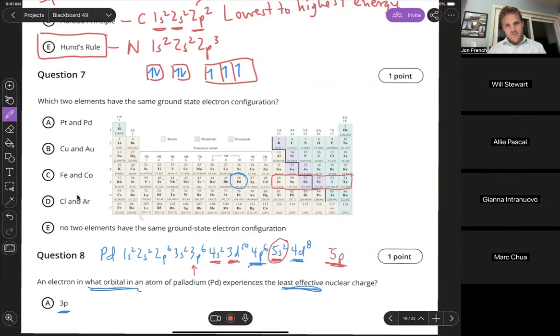Got one request for question 7. I think we can still use this periodic table. Which two elements have the same ground state electron configuration? To answer that, this is basically saying which two elements have the exact same number of electrons?